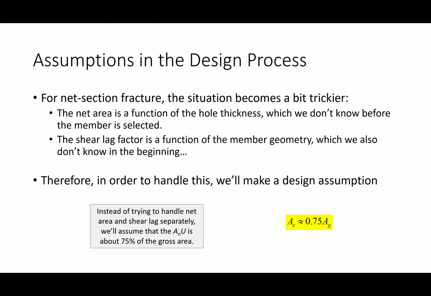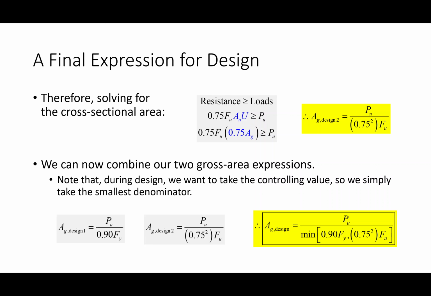So now we can take this equation, rearrange it, and get something we can look up. We have a gross area 1 for the gross section yielding, and a gross area 2 for the net section fracture. We're just going to take the biggest of these two. They both have the same numerator, so the biggest of these expressions is the one that has the smallest denominator. So I'll compute a design gross area, which is the factored load divided by the minimum of these two quantities, and then use that for looking up a tension member. Does that make sense?